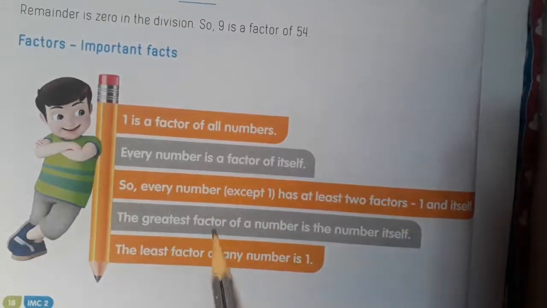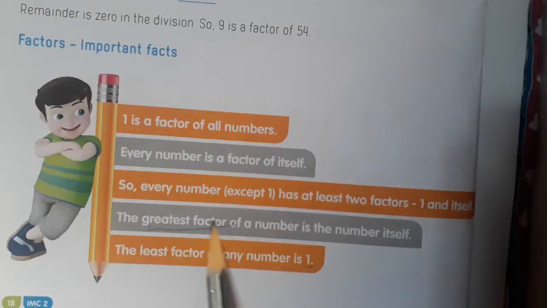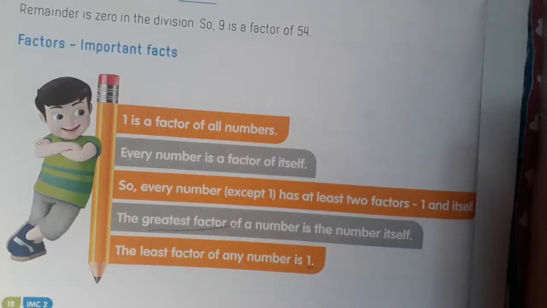The greatest factor of a number is the number itself. The least factor of any number is 1. The least factor is 1 and the greatest factor is the number itself. Okay. Now come to the next page.